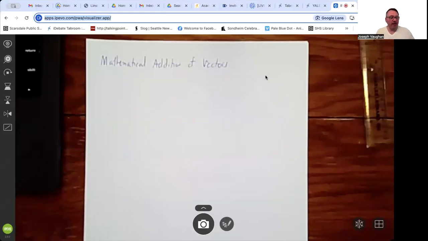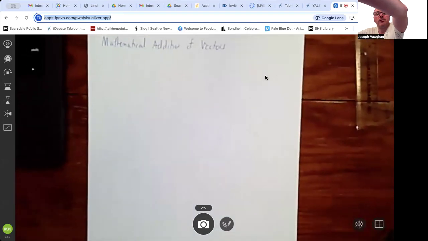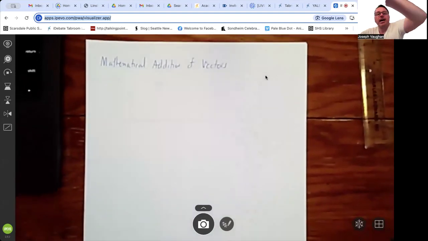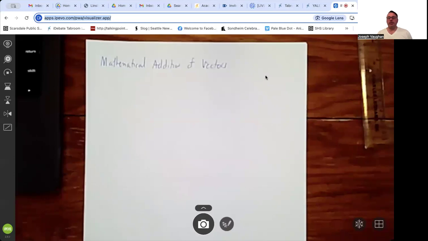So in our final video about vectors, we're going to be talking about the mathematical addition of vectors. So let's say I don't really have a protractor and I want to do it that way. Also, with protractors, we are doing measurements, we're encoding error into our process. What if we want exact answers and the math can give us our exact answers?